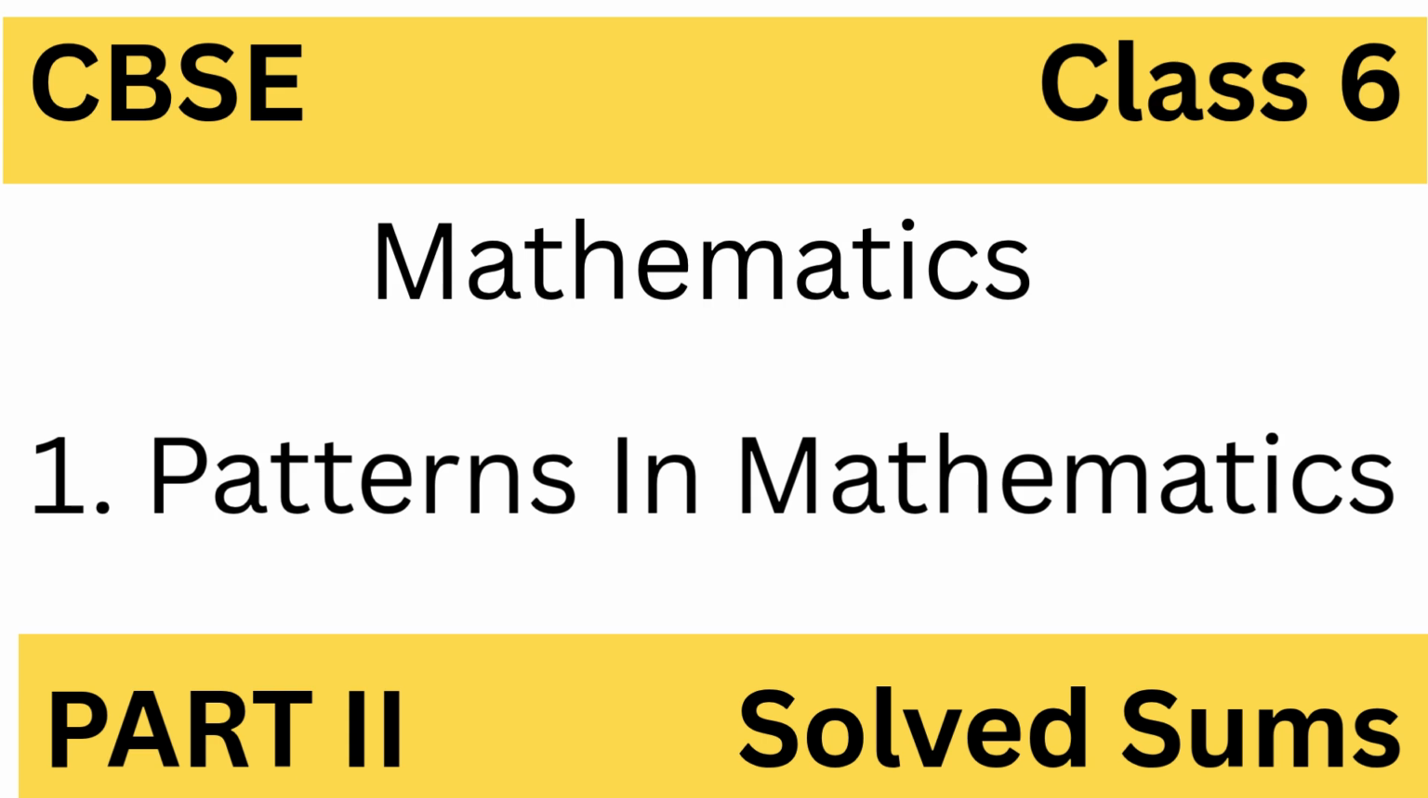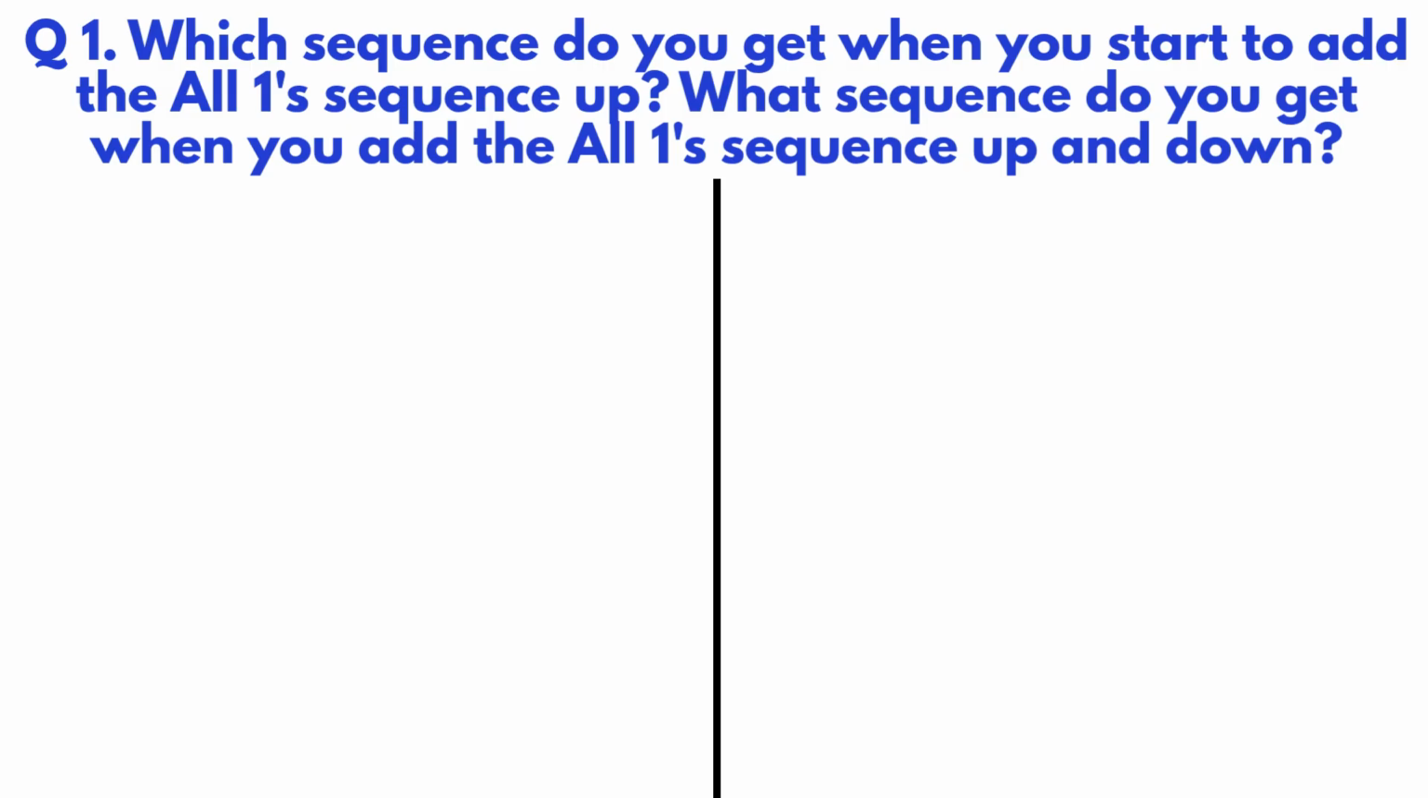Students, today we will learn CBSE Board Class 6 Lesson 1, Patterns in Mathematics, Short Sums. Question 1. Which sequence do you get when you start to add the all ones sequence up? What sequence do you get when you add the all ones sequence up and down?